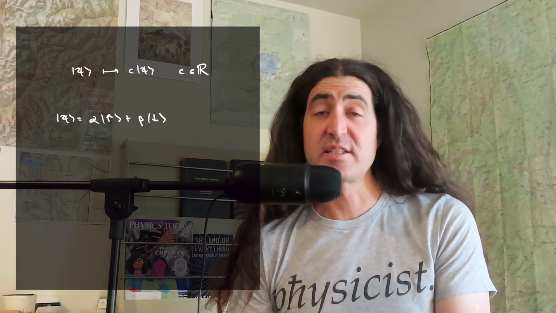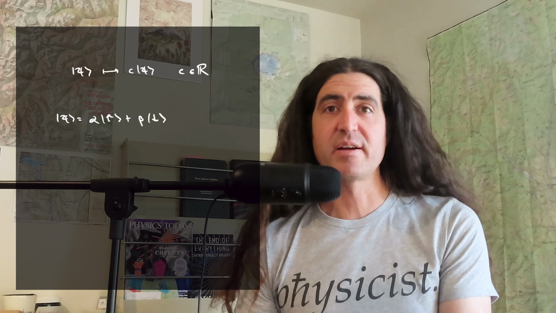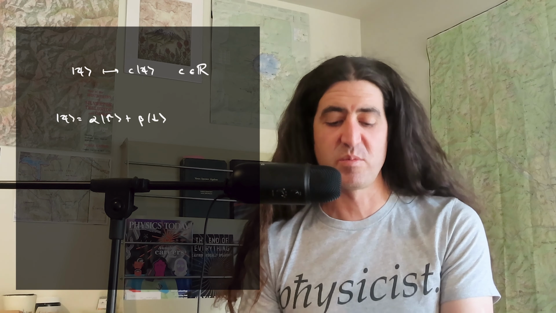Okay, so let's see why that would be. Again, remember that our state psi, our generic state in a quantum two-level system, up and down, has alpha in the up direction and beta in the down direction. And what we're interested in here is saying, okay, I'm going to multiply everything by c. So c psi is given by c times alpha up plus c times beta down. So let's call this new state psi prime.